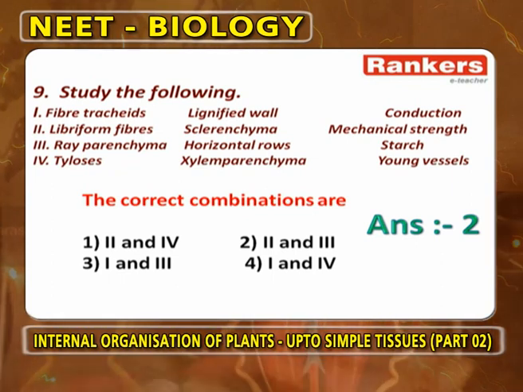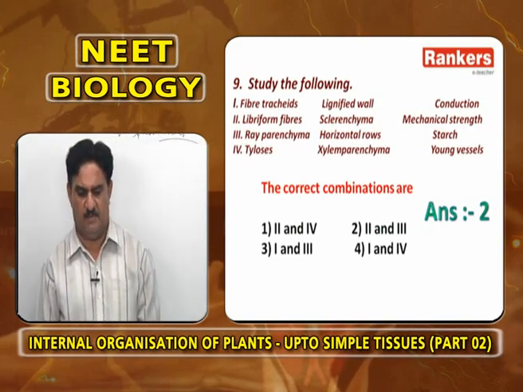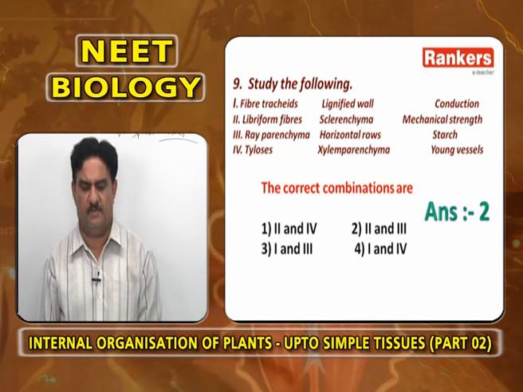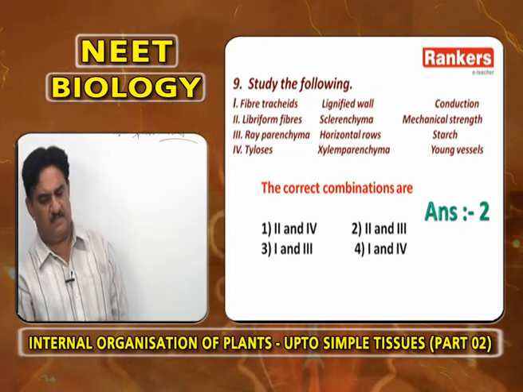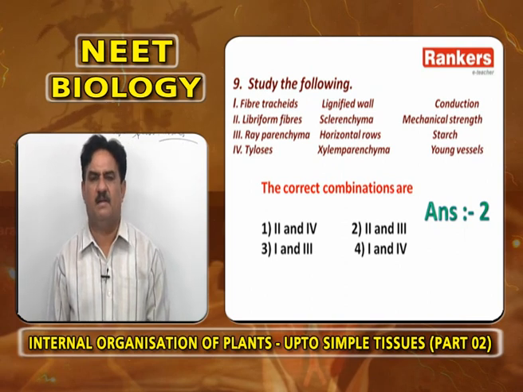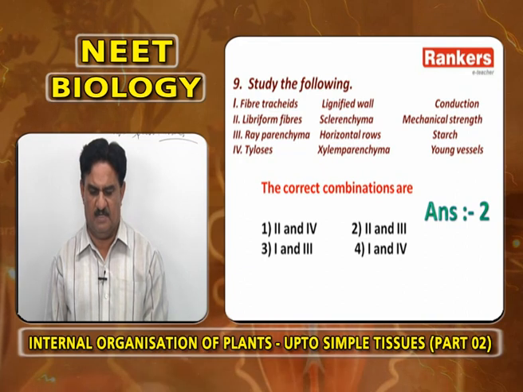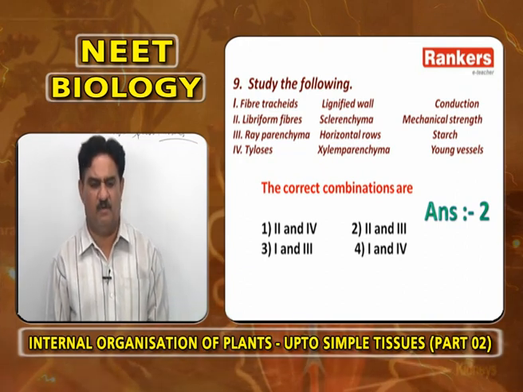Fiber tracheids show lignified cell walls, but they do not help in conduction. They help in providing mechanical support. Libriform fibers are made up of sclerenchyma, and they provide mechanical support, which is correct. Ray parenchyma, horizontal rows, they help in the conduction and storage of starch and other things, which is correct. Tyloses, xylem parenchyma, but not in young vessels. They are formed in old vessels. So the correct combinations here are 2 and 3. Wrong combinations are 1 and 4.